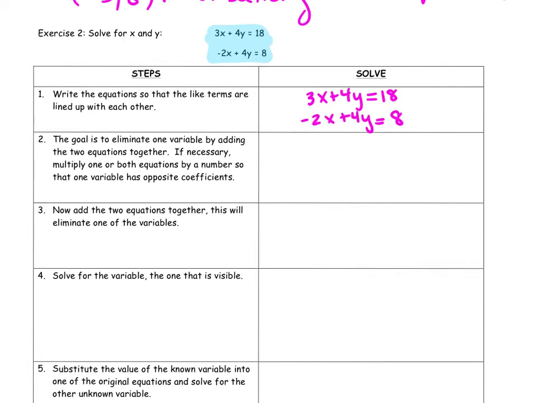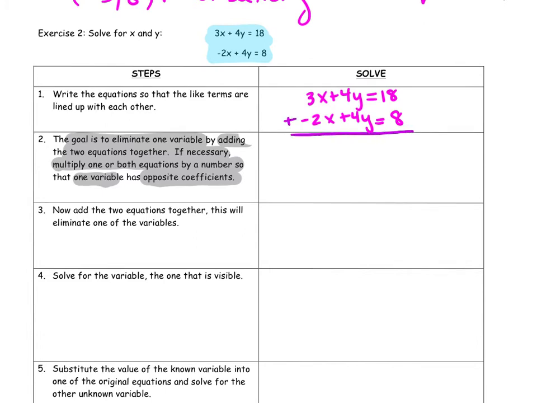Now again, reminder, the goal is to eliminate one variable by adding the two equations together. And then if it's necessary, which in most cases it is, multiply one or both by a number so that one variable has opposite coefficients. So if I look, can I add these equations vertically? Well, let's do it. Add them.